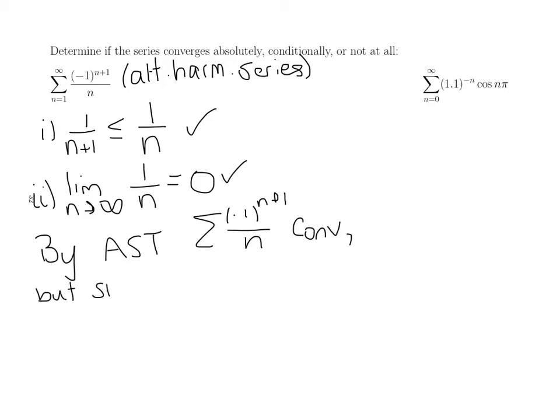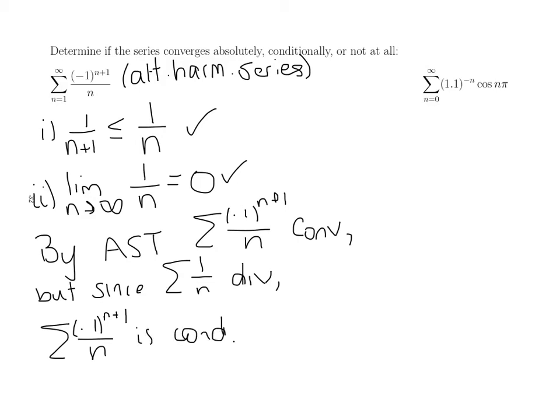But since we know that this series, 1 over n, diverges, we say that this series, negative 1 to the n plus 1 over n, is conditionally convergent. It's a conditionally convergent series because we know that the regular harmonic series diverges, and this series, using the two-condition check of the alternating series test, is it decreasing? Yes, it is. And is the limit going to 0? Yes, it is. So as soon as you can show that those two things happen, we're good to go.